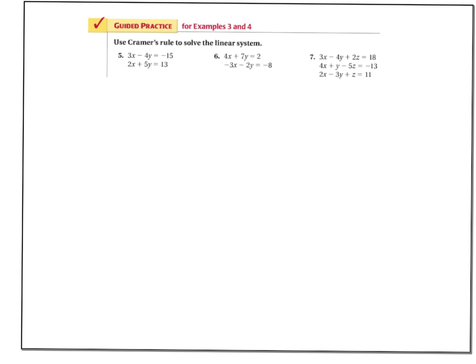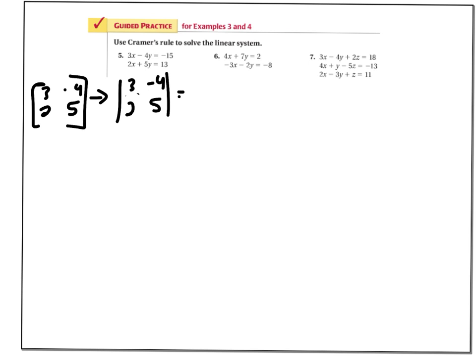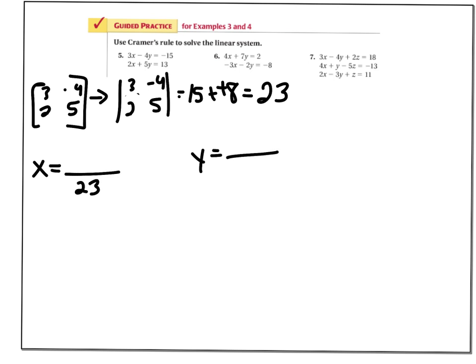So looking at number 5, remember our job is to write your coefficient matrix 3, 2, -4, and 5, and then take the determinant of that. So that would be 3, 2, -4, and 5, which tells us to do 3 times 5 is 15 minus a -8, and then you add those and get 23. So our determinant in the denominator of our x and y fractions will be 23.